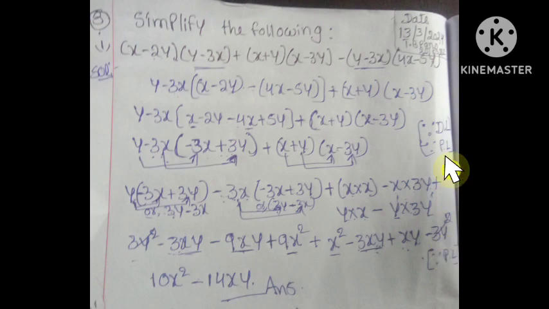Using the product law: a to the power of m into a to the power of n equals a to the power of m plus n. Next, combining the like terms, we get the final resulting expression. The like terms: 3y square minus 3y square, both cancel. Next the x square terms: plus x square plus 9x square is 10x square. Next the xy terms: minus 3xy, minus 9xy, minus 3xy, plus xy, so the total is minus 14xy. This is the final answer: 10x square minus 14xy.